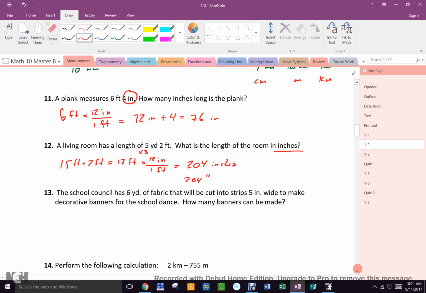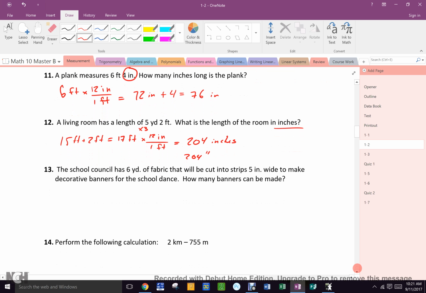Okay, number 13 is a bit of a trick question. So again, figure out what you would do. Take a moment and read the question first. What's weird about it?